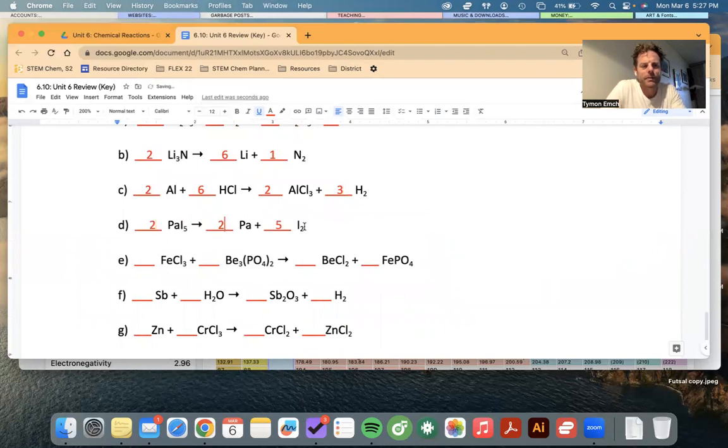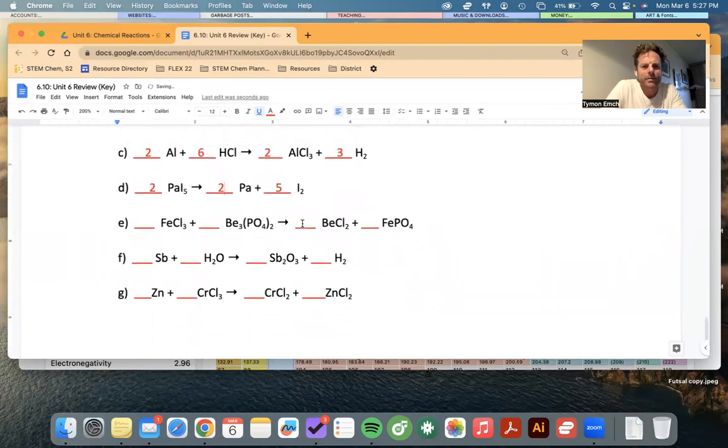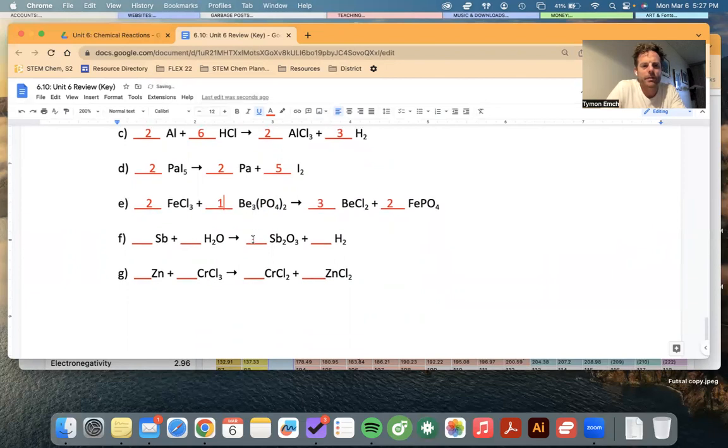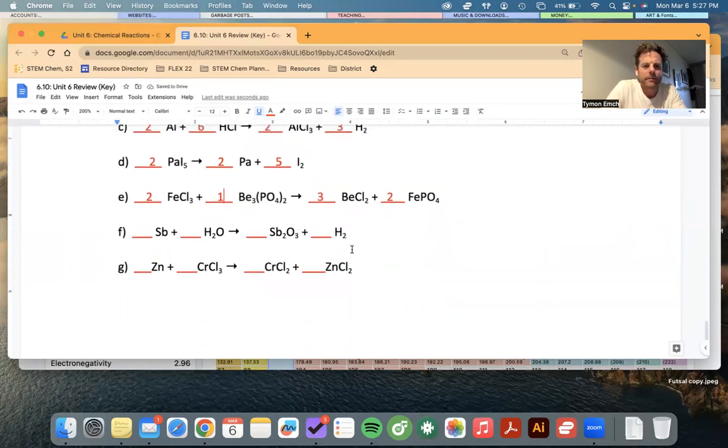Now 2 Ps, 2 Ps. Easy peasy. The PO4 I'm going to treat as a single polyatomic ion. So I'm going to put a 2 over here. Gives me 2 irons. I'm going to go 2 over here, just for 2 irons. Now I have 6 Cl. That means I'm going to have to go 3. And look at this, the 3 Be already matches up with a 3 Be. Easy peasy. All right. I can start with hydrogens if I want.